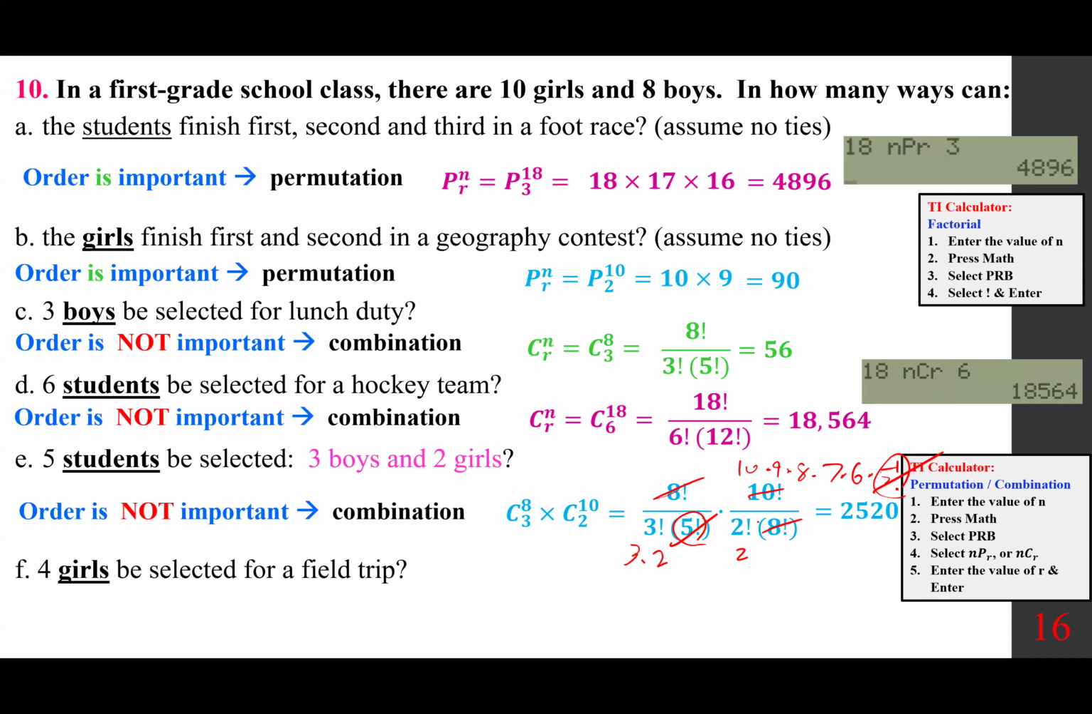Now, 4 girls be selected for a field trip. So obviously, we are dealing with n being 10. There's nothing else mentioned, so order must not be important. It's a combination. And nCr or C 10, 4. 10 factorial over 4 factorial times 6 factorial gives you 210. Very straightforward, everybody.